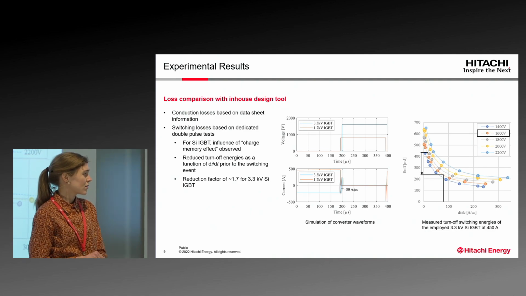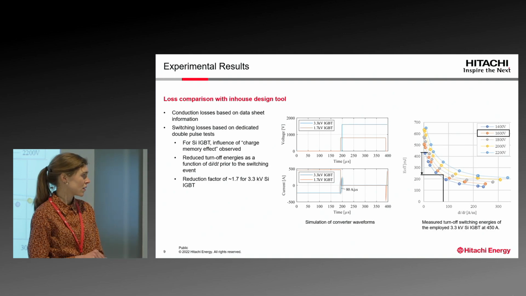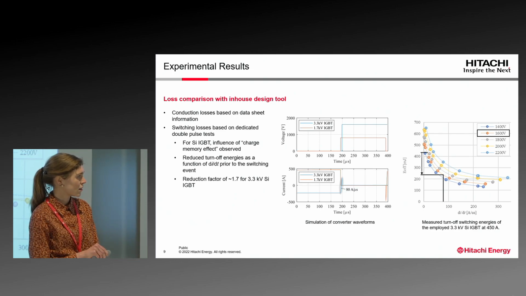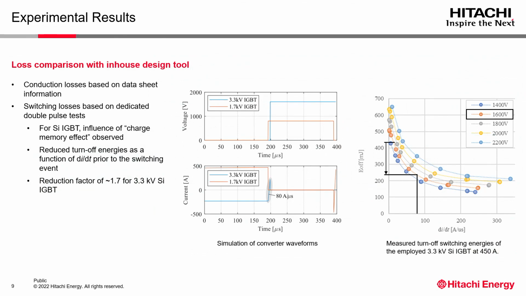In our case, we see here for the 3.3 kV IGBT that we have 80 amps per microsecond dI/dt before we switch off, which, if you check on the right-hand side here, translates to a reduction factor of 1.7 in switching loss because of this high dI/dt, and that we incorporated into the simulation.